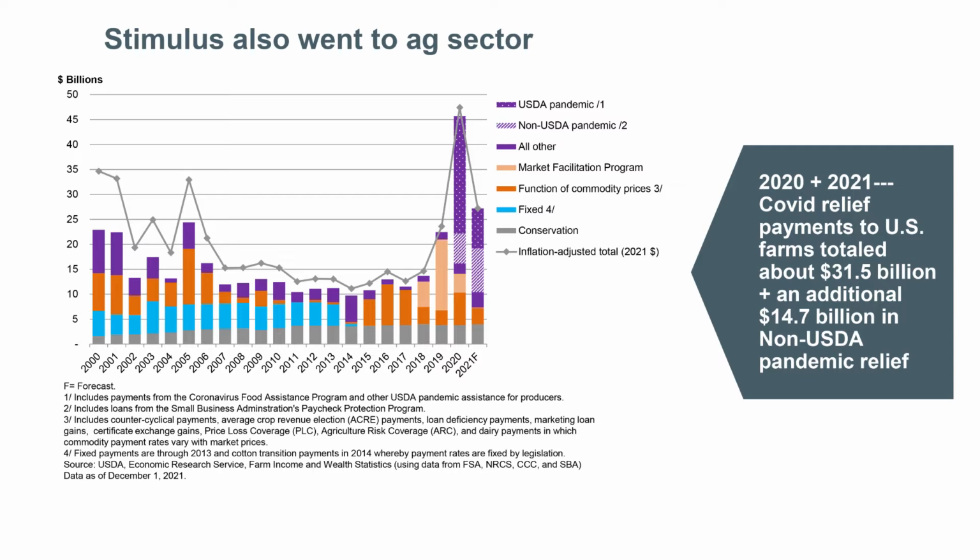In addition, the Small Business Administration had a program for a number of producers. So overall, between 2020 and 2021, we saw payments to U.S. farms at about $31 billion over those 2 years, and an additional 14.5 or so in non-USDA pandemic relief that went to the farm sector.